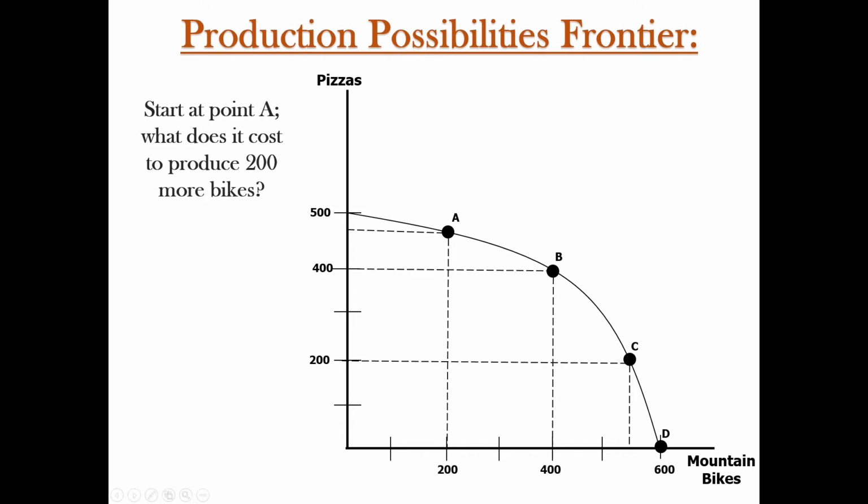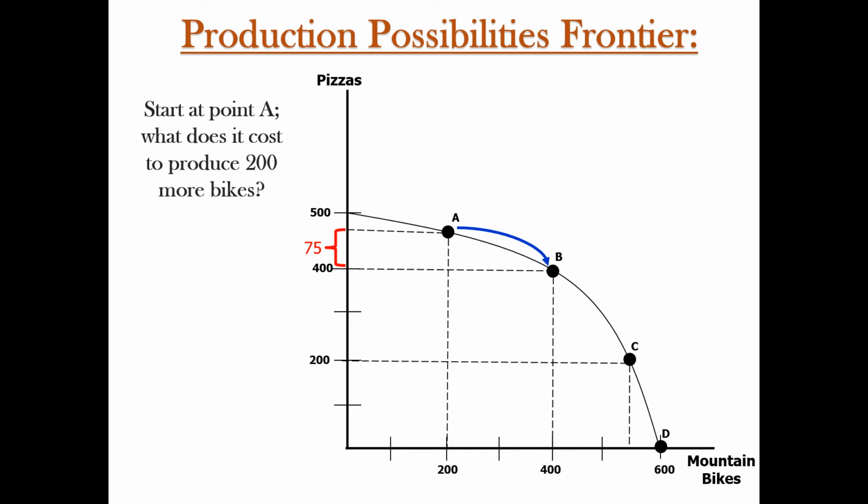So to go from point A to point B, what would we have to sacrifice? Well, it looks like roughly we'd give up about 75 pizzas. We'd go from about 475 down to 400 pizzas, which means a reduction of 75 pizzas. So that would be the opportunity cost of producing 200 more mountain bikes. That doesn't seem too bad, right? You get 200 bikes for giving up 75 pizzas. Seems like it might be a reasonable trade.